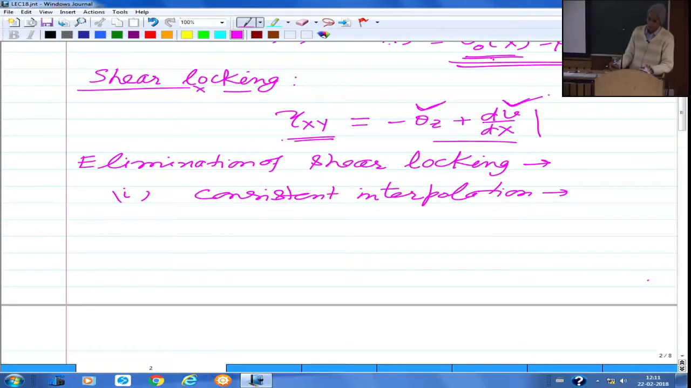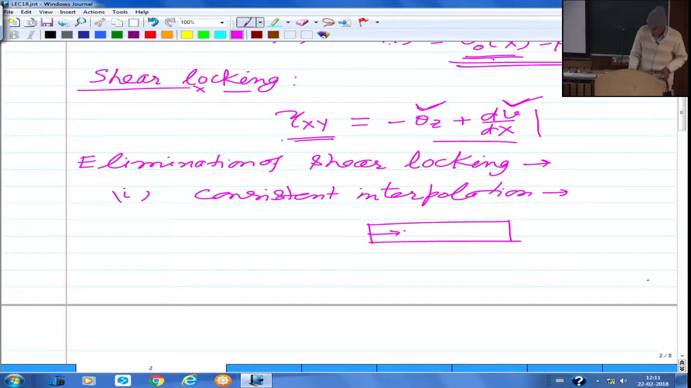Last class I had said that if we want to eliminate the locking in this case using consistent interpolation of V and theta z, then when we formulate the element, we have the local element x and y coordinates, and this is node 1. The minimum we need is a quadratic interpolation for V, so we introduce a node in between. Say this is node 2 and then this is node 3, and obviously theta z should be linear. We cannot do it the reverse way.